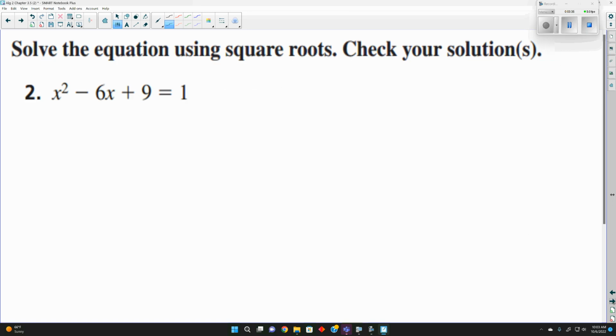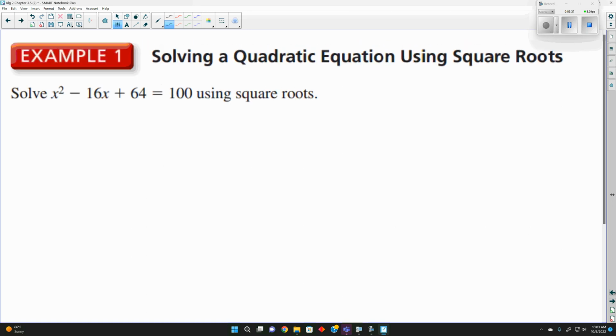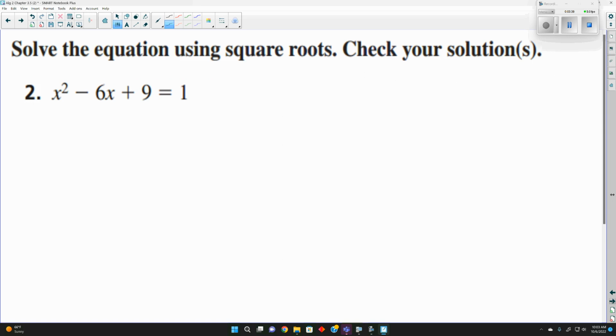Now, we've already done the first one here, I'm realizing. I'm going to go on and do the second one: x squared minus 6x plus 9 equals 1. I don't think seeing that one again is going to do too much. The whole square root method, or completing the square method, is to be able to have a perfect square trinomial, a set of parentheses squared.